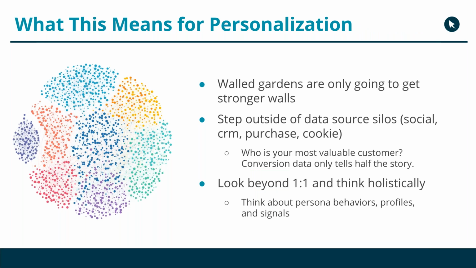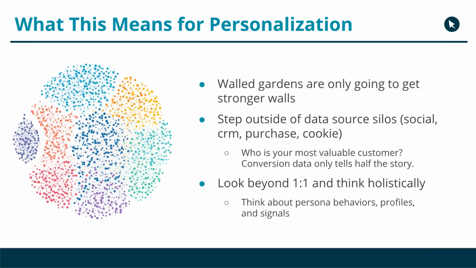Okay, nice. So what does this really mean for personalization? As we talked about here, walled gardens are only going to get stronger walls. They're going to get larger. They're going to get thicker. Our access to that data is going to start to go away, and we need to be aware of that. And as part of that, we need to be able to look at all the data that we have access to as marketers, and not think of it in silos.